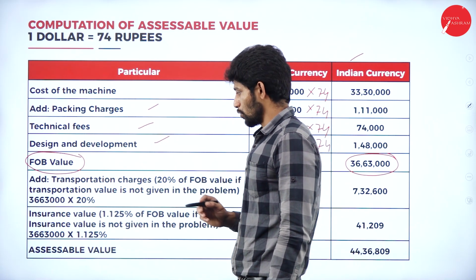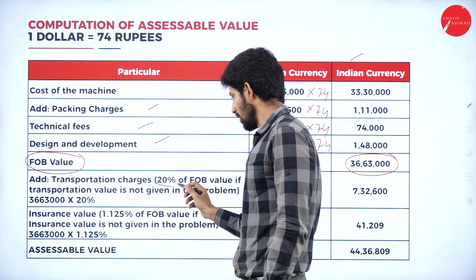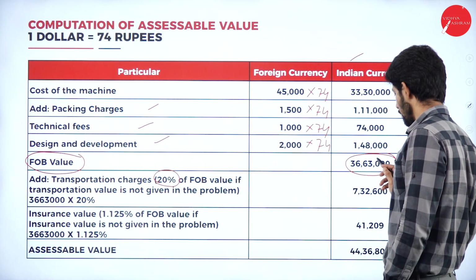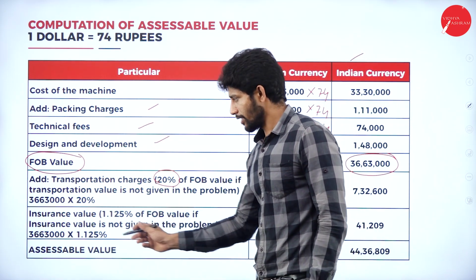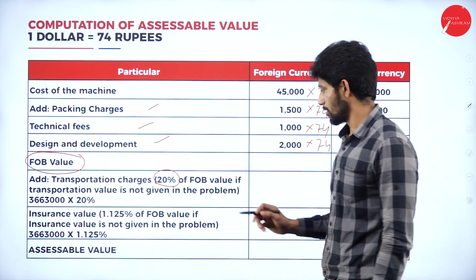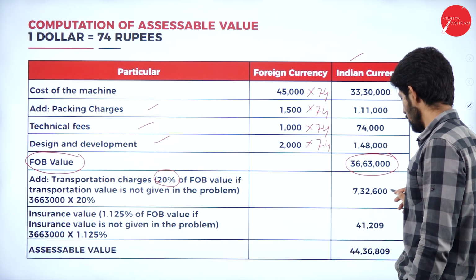So what are we supposed to do now? Transportation charges, we are supposed to take 20% of FOB value. So what is the FOB value we got? We got 36,63,000. So we are supposed to take 36,63,000 into 20%. You will get 7,32,600.